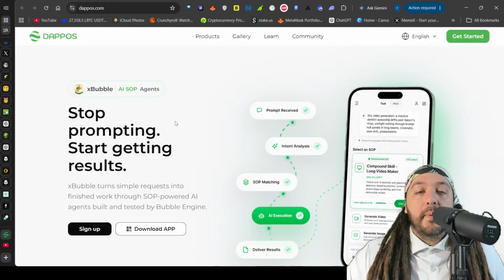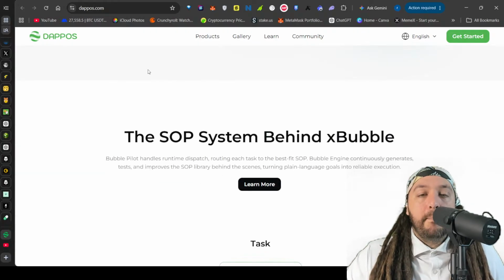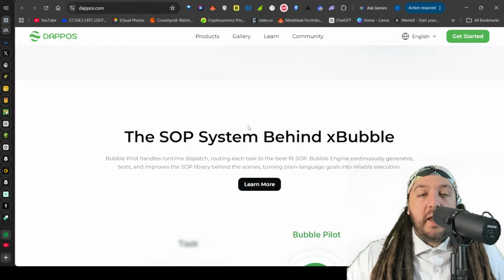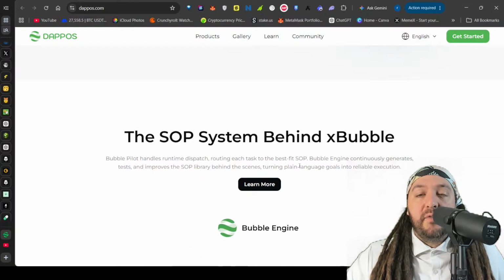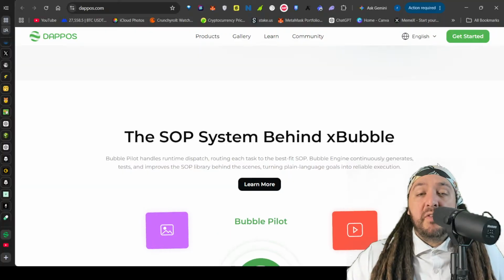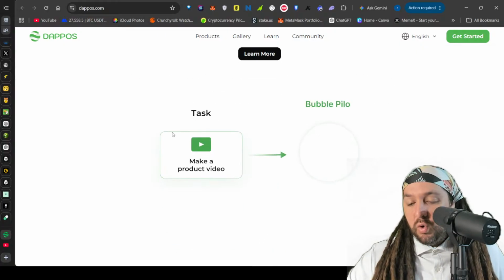AI SOP agent. SOP. I don't know exactly what it stands for. It's a phone app. The SOP system behind Xbubble. Bubble Pilot handles runtime batch, routing each task, best fit SOP. Bubble Engine continuously generates tests and improves SOP library behind the scenes, turning plain language goals into reliable execution.